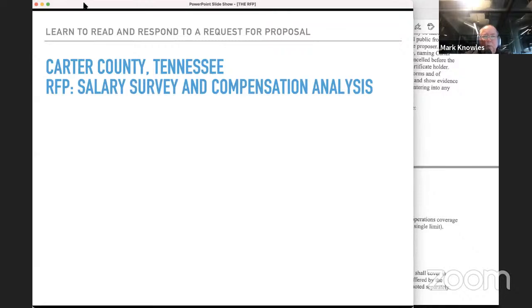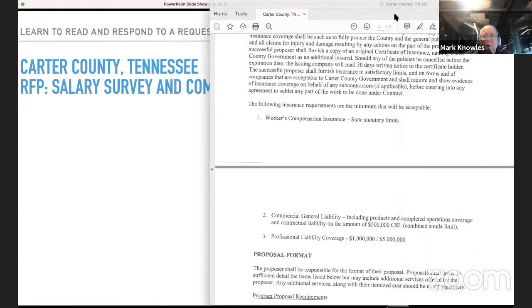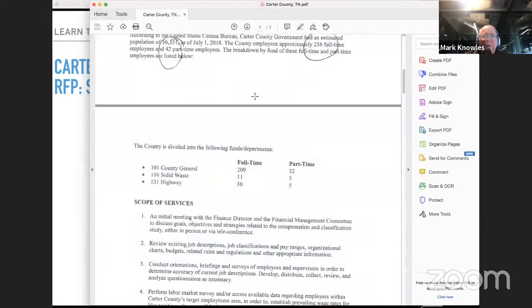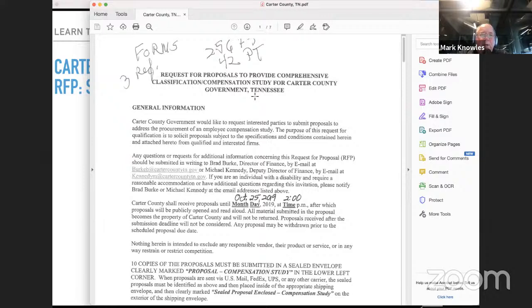And so I went and I pulled that one, and I'm going to show you what an actual RFP looks like here. So here's an RFP that they had on the internet, and they announced. When I pulled it off, I already started marking this one up a little bit, and it was really right in my wheelhouse. It was 256 full-time employees, 42 part-time.